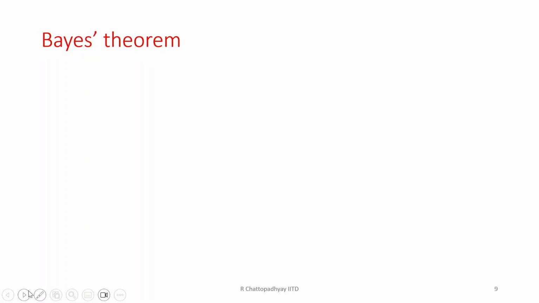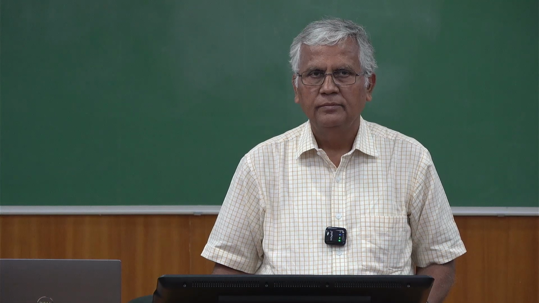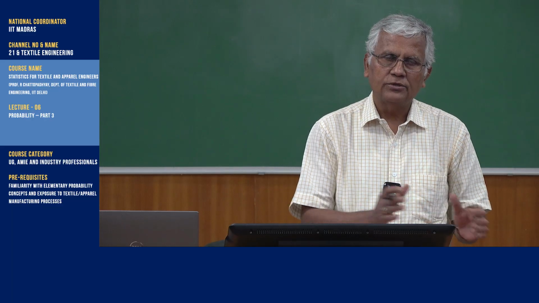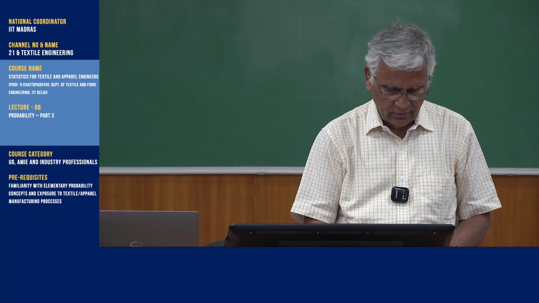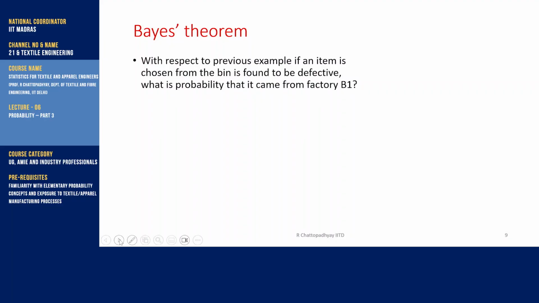From there we go to the next theorem known as Bayes' theorem. So Bayes' theorem is also based on the previous theorem. So we need to now find out the probability. What is the probability that you want to find out? We'll get to know just now.